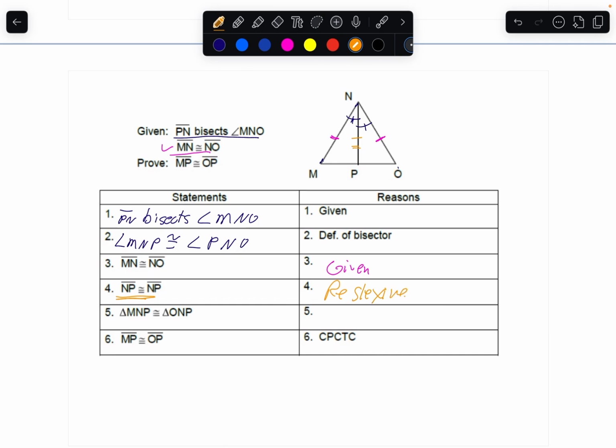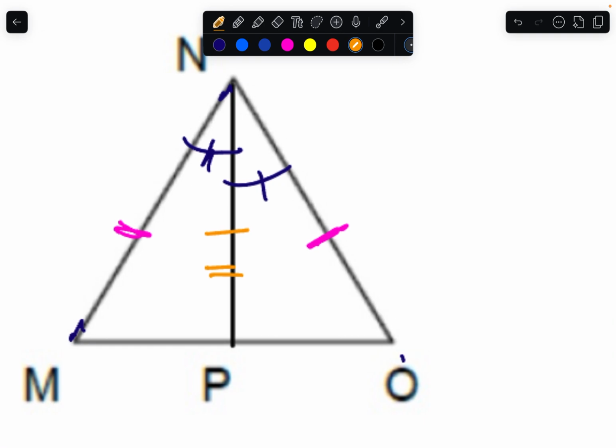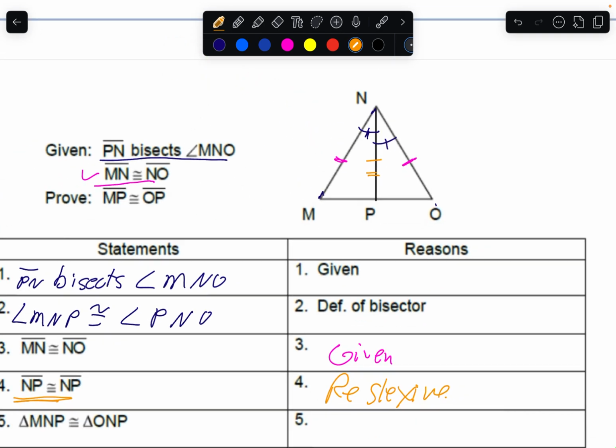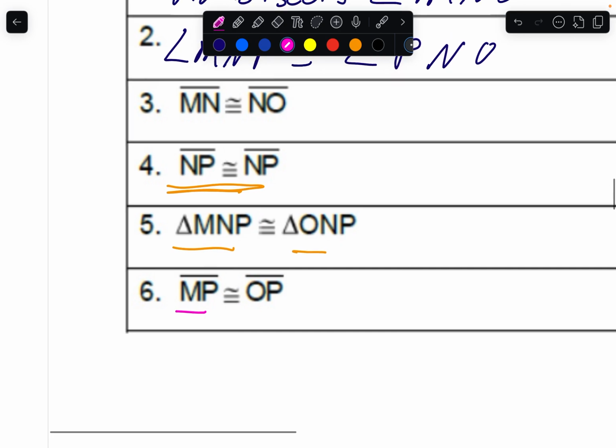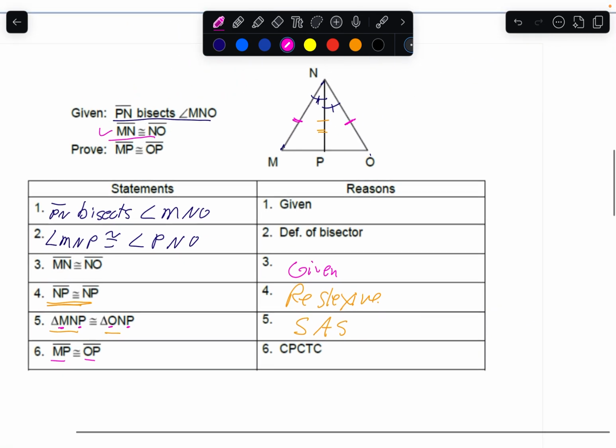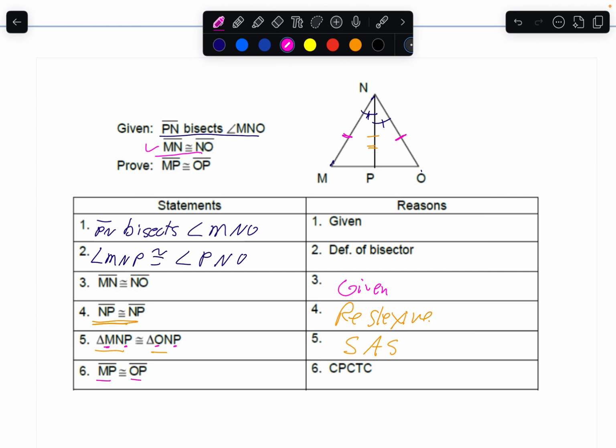Now I have three congruency marks. Look at this. We have three congruency marks. So now the two triangles are congruent. How are they congruent? Side, angle, side. These two triangles are congruent by side, angle, side. After we have established that the two triangles are congruent, then, order matters, segment MP and PO. Yes, those are congruent. And how is it that they're congruent? By CPCTC.